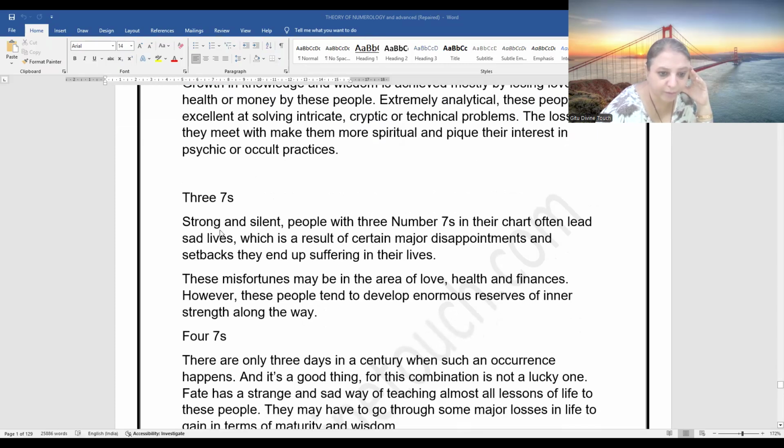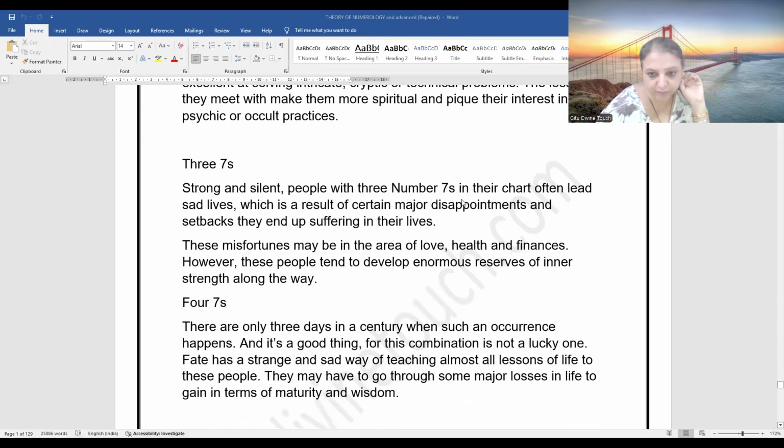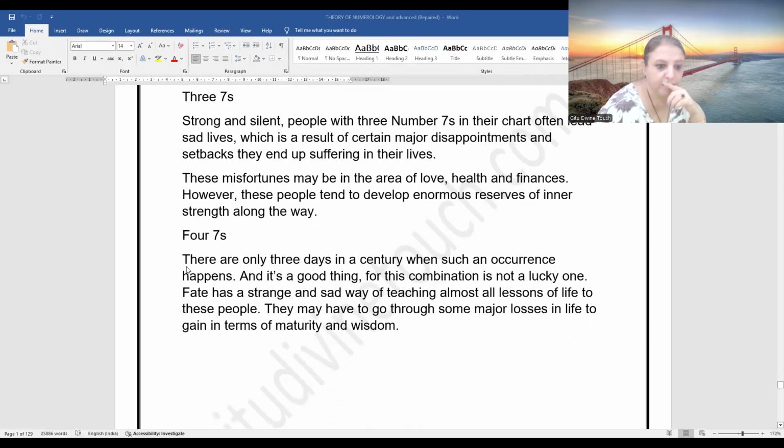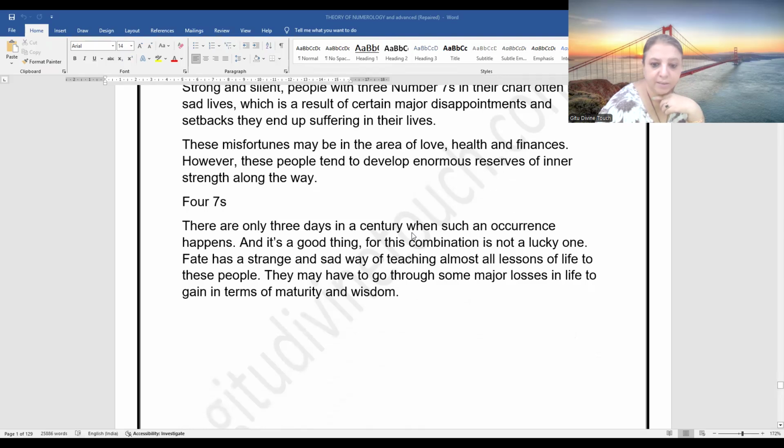3 sevens. Strong and silent people with three number 7s in the chart often lead sad lives, which is a result of certain major disappointments and setbacks they end up suffering in their lives. These misfortunes may be in the area of love, health, or finances. However, these people tend to develop enormous reserves of inner strength along the way. There are only 3 days in a century where such occurrences happen, and it's a good thing, for this combination is not a lucky one. Fate has a strange and sad way of teaching.